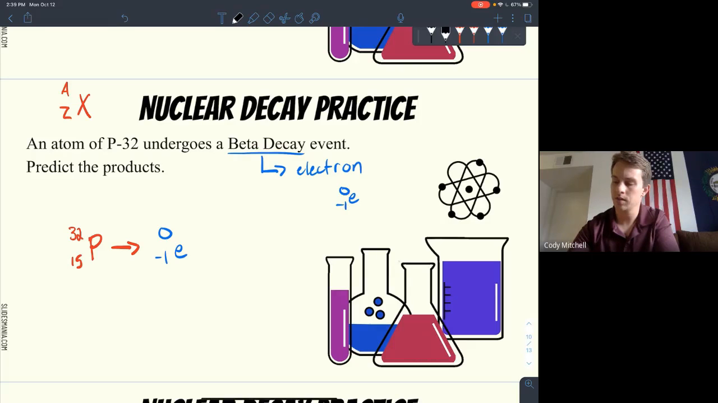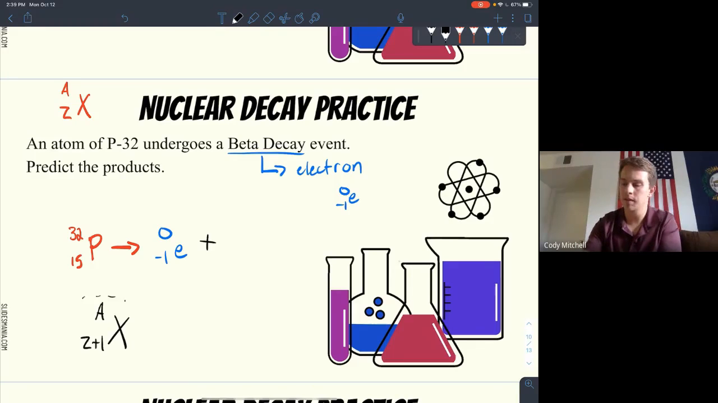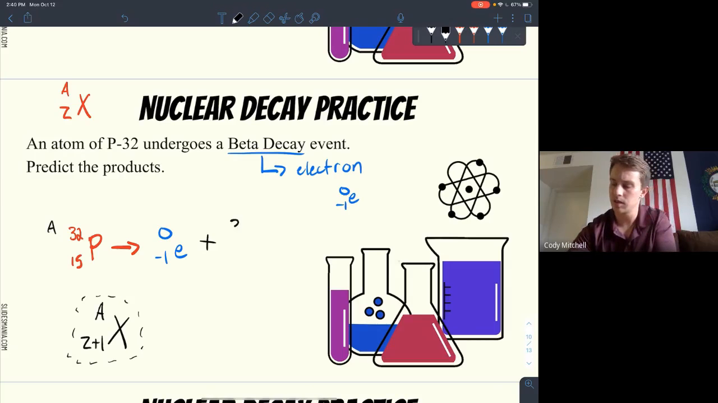My other product has to be the result of the phosphorus atom losing that electron. And if you'll remember, my overall atomic formula for beta decay is this. So my resultant atom has to have this formula. So that means the A stays the same. 32 is going to stay 32. And the Z is going to go up by 1. Z plus 1, so it'll be 16.